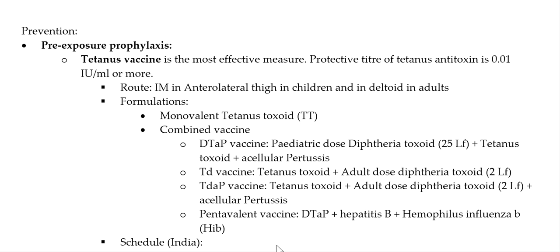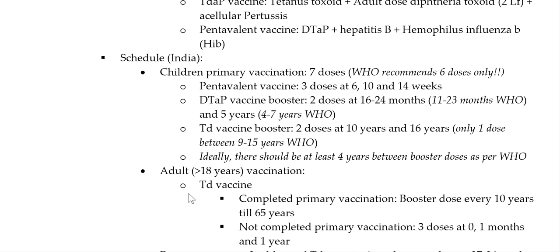So in India, we are using pentavalent, DTaP and Td vaccine in the schedule. We have also discussed the schedule in case of diphtheria earlier, but again we are repeating. For children, primary vaccine 7 doses are required. WHO, however, recommends only 6 doses. The pentavalent vaccine is 3 doses at 6, 10, and 14 weeks, which is very similar to WHO's recommendation.